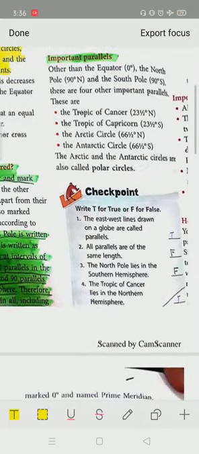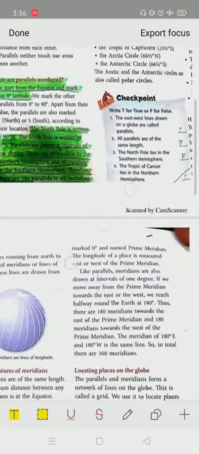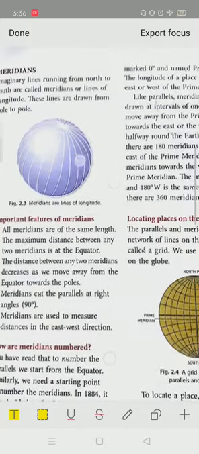You will try and solve these. Try and solve this, and later we'll discuss in the class after that.